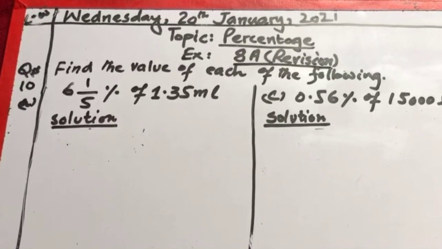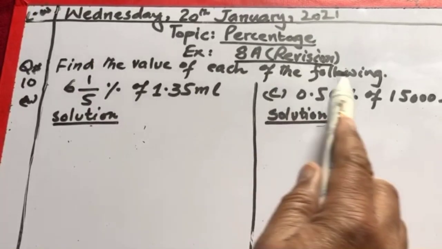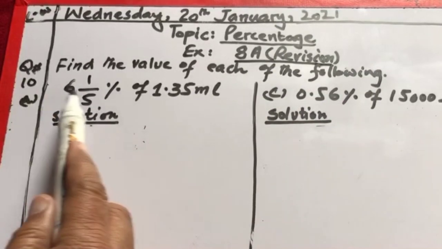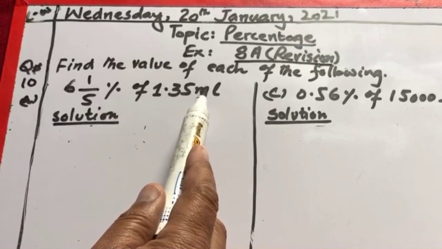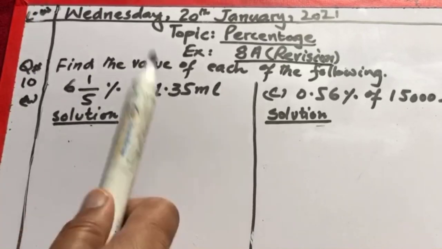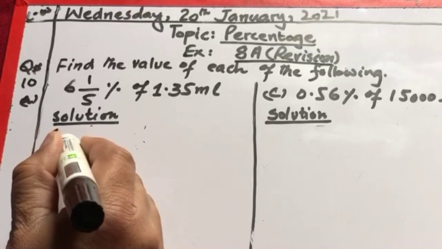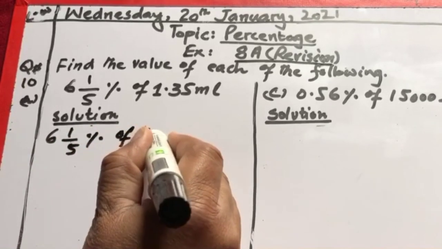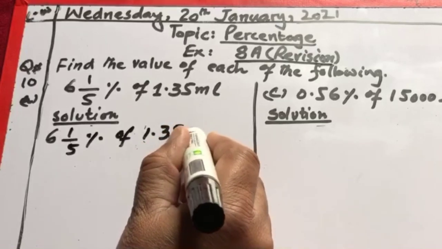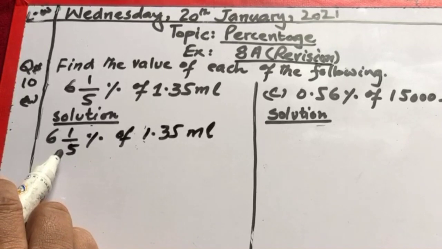Okay, so now we are going to solve question number 10 of exercise 8A. The statement of question number 10 is: find the value of each of the following. The first part we have to find is 6 whole 1 over 5% of 1.35 milliliter. So we have to find the value of this given value. So in the solution we will write the statement as it is, which is 6 whole 1 by 5% of 1.35 milliliter. So first of all we will convert the mixed number into an improper fraction.